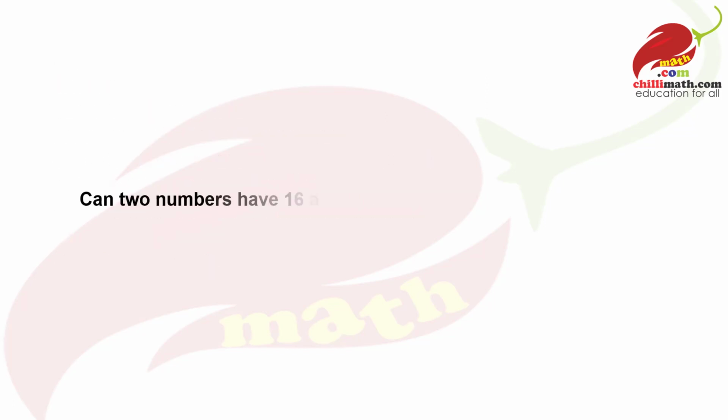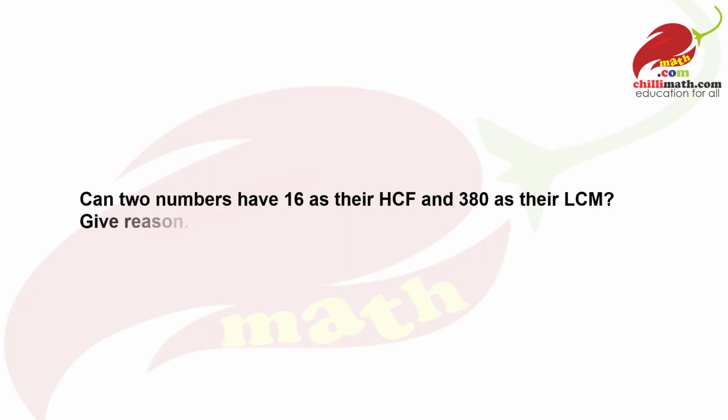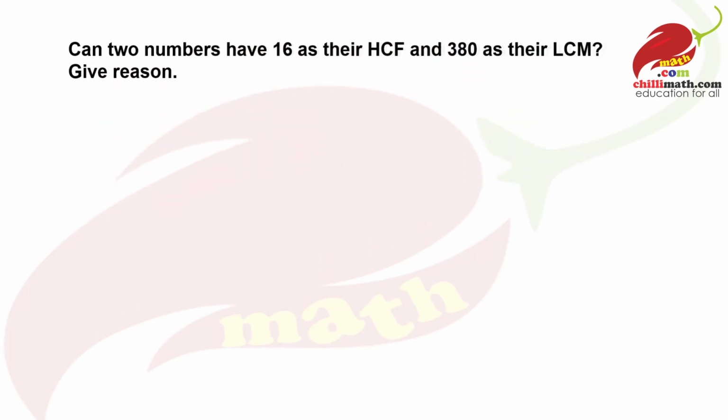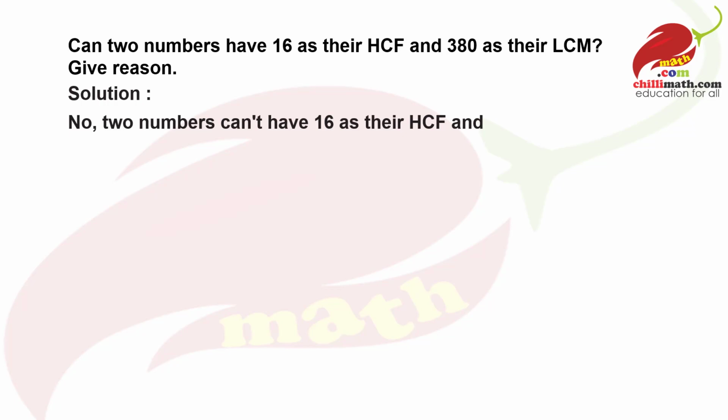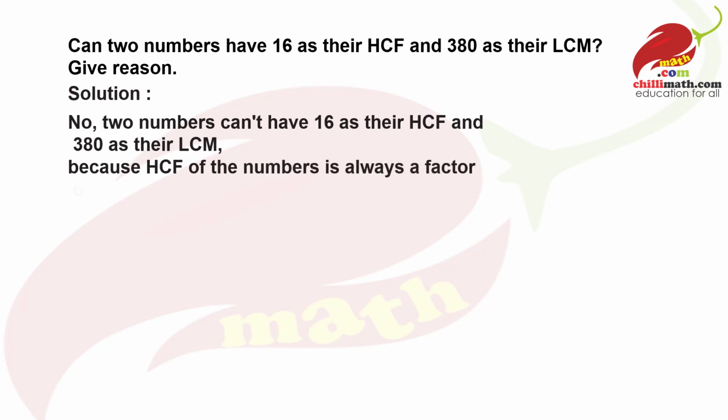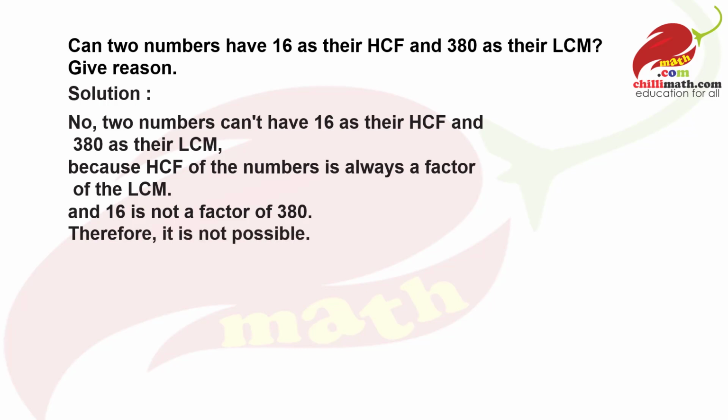Can two numbers have 16 as their HCF and 380 as their LCM? Give reason. Solution: No, two numbers cannot have 16 as their HCF and 380 as their LCM, because the HCF of the numbers is always a factor of the LCM. And here 16 is not a factor of 380. Therefore, it is not possible.